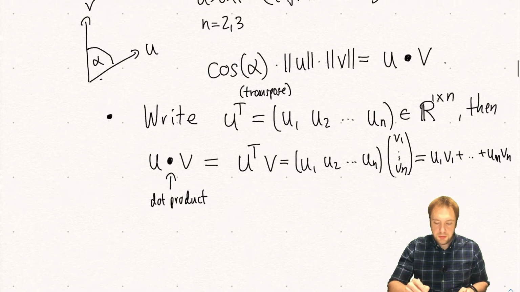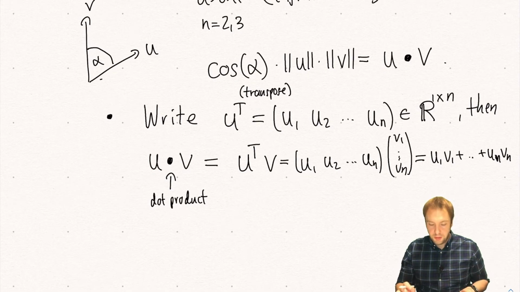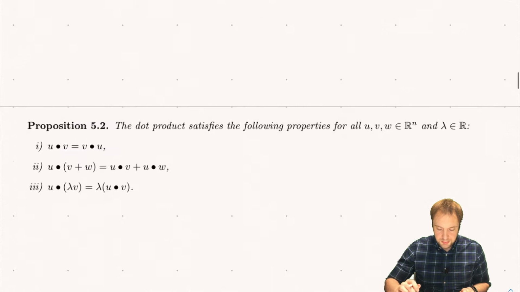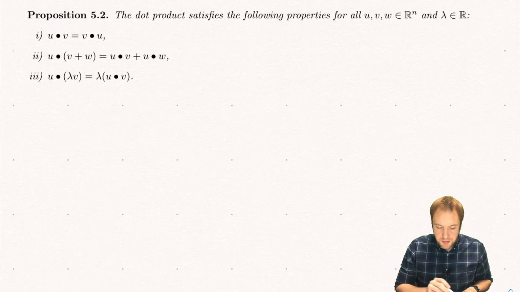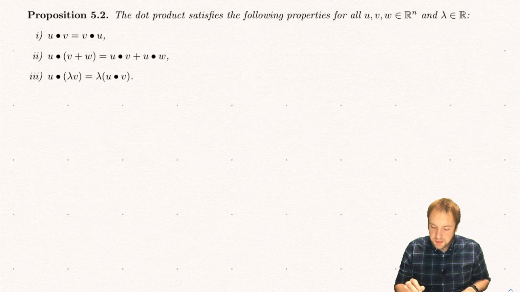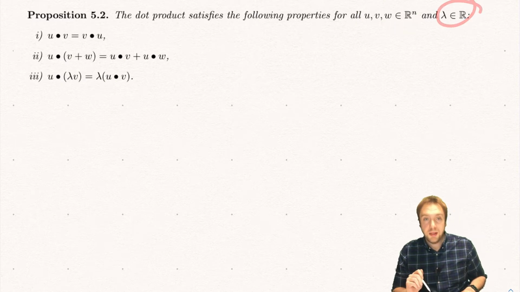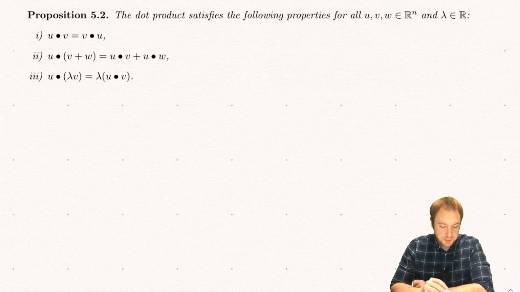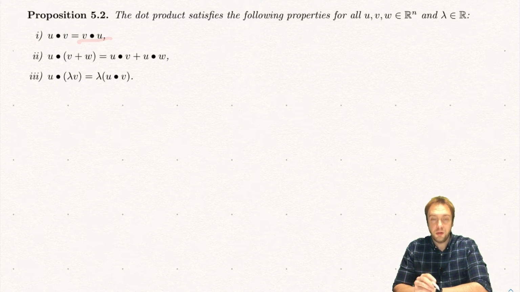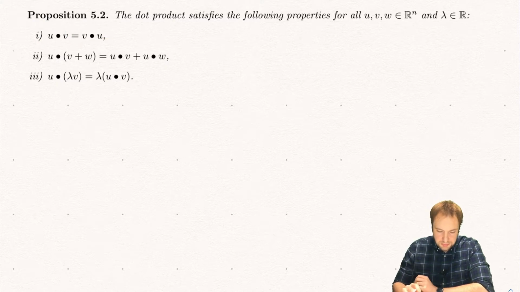Okay, and now the dot product satisfies a lot of properties, which we will need later. So this is this proposition here, that we have these three statements. Let's take vectors u, v, and w in Rn and some scalar lambda. Then the first statement is that the dot product is commutative, which means that the dot product of u with v is the same as the dot product of v with u.